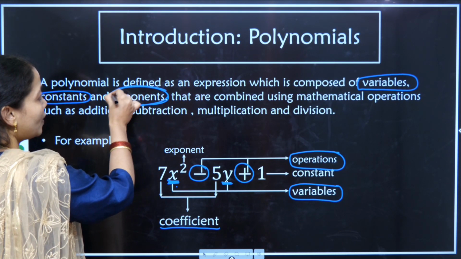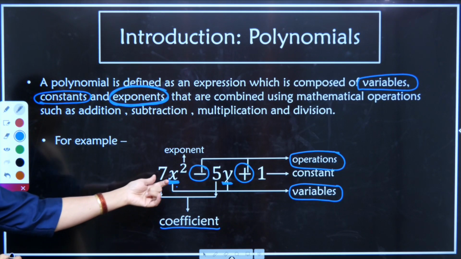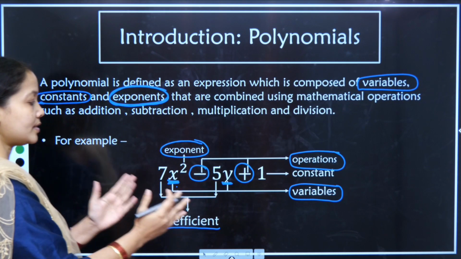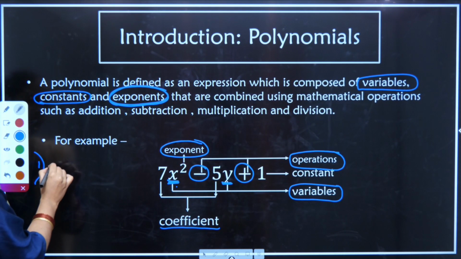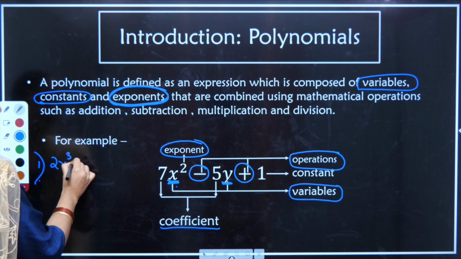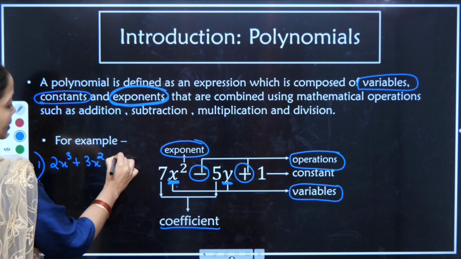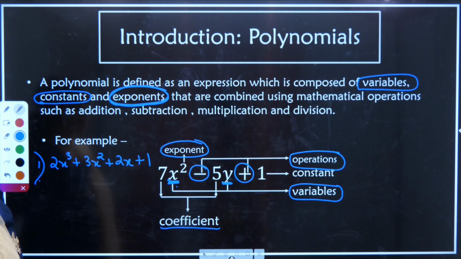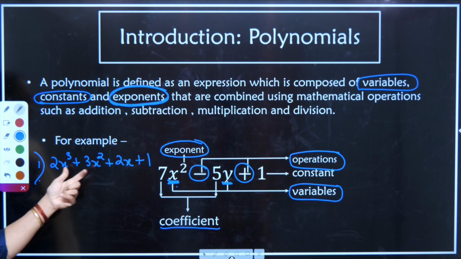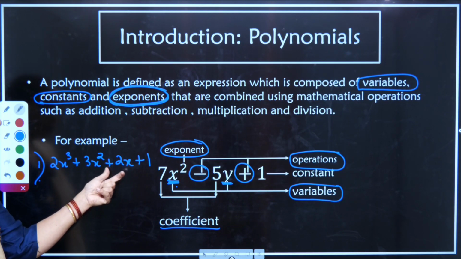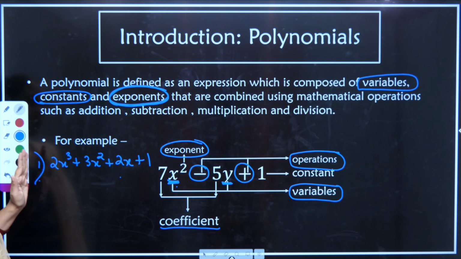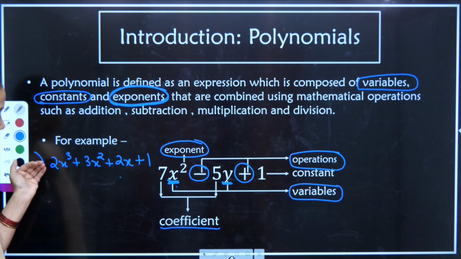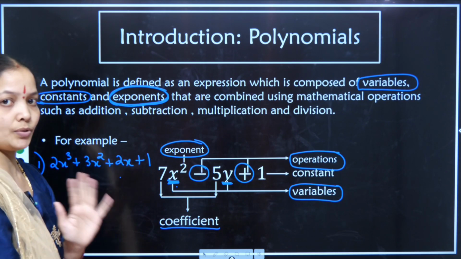What is an exponential form? If I have a variable x, the power of the variable is called its exponent. For example, let us take one more example. If I have an equation 2x cube plus 3x square plus 2x plus 1, now tell me how many terms are there in this equation? I have 4 terms. The first term is 2x cube, the second term is 3x square, the third term is 2x, the fourth term is 1. And these terms are interlinked with the help of an operation called addition. The complete set is only addition, no other operation is used.